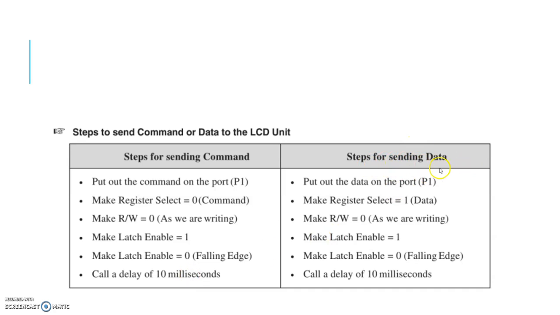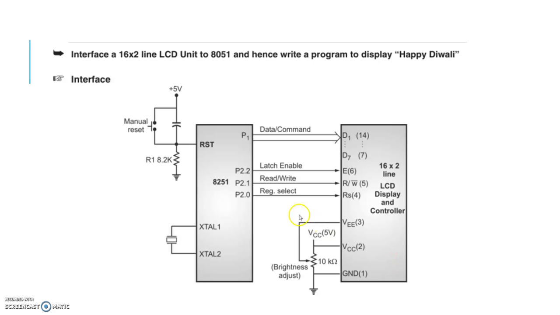The steps for sending data are the same. First we need to select the port where the data pins or the data bus of the LCD is connected. We need to out the particular data to that port and make the register select 1, so that it will select the data register. As we are doing a write operation, read bar write should be 0. Then enable is first 1 and then 0, so we get a falling edge, and we call a delay of 10 milliseconds.